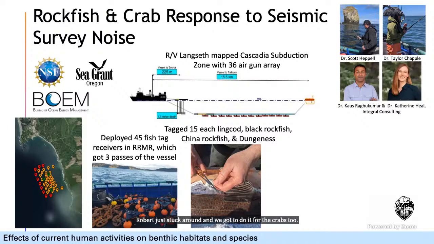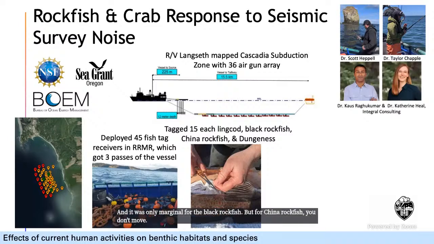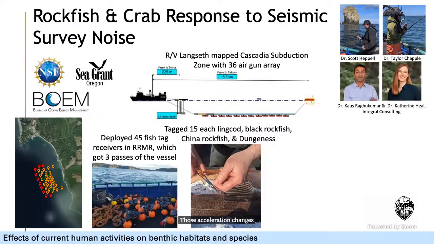Rockfish stuck around, and we got some data from the crabs too. Both the black rockfish and the China rockfish did increase their acceleration on the days that the survey vessel went by. It was only marginal for the black rockfish, but for China rockfish, who don't move much, those acceleration changes were pretty significant relative to how much they move.